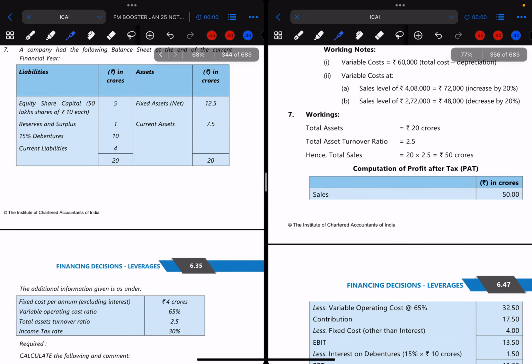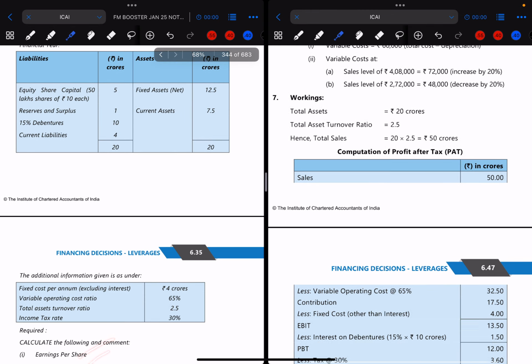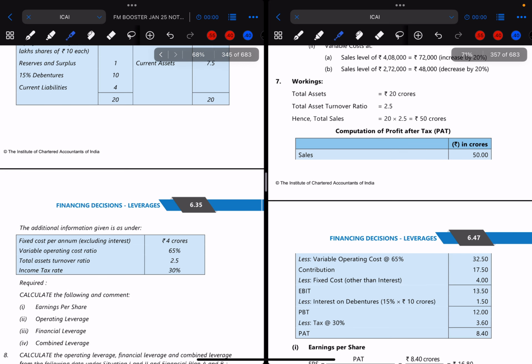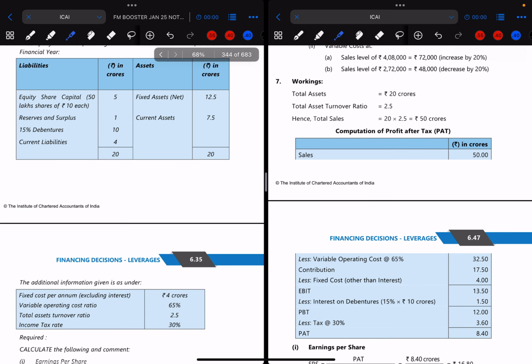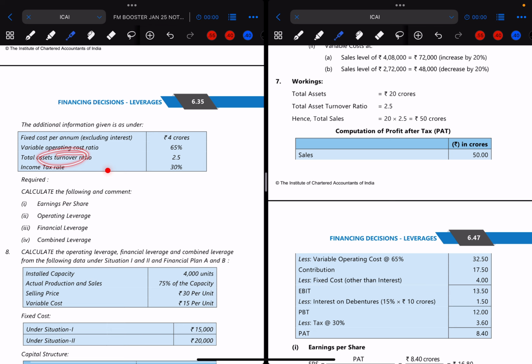What is working here in the 7th case? EPS, this one. Here they have used a balance sheet, and the answer is hidden here. Variable operating cost ratio, total asset turnover ratio, that is sales by total assets, right? So this is the first one, 2.2.